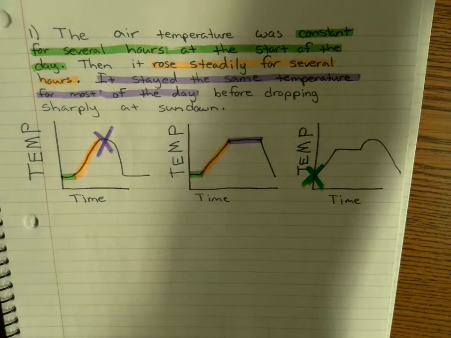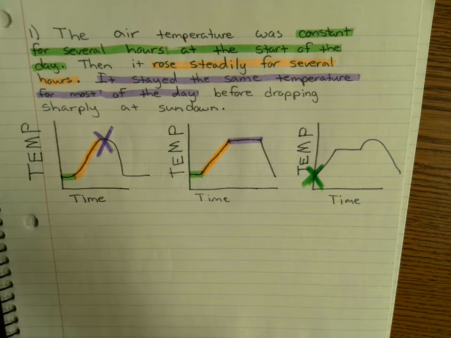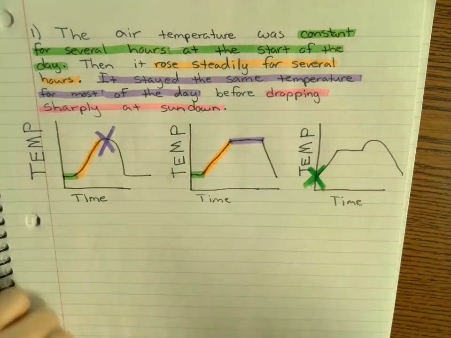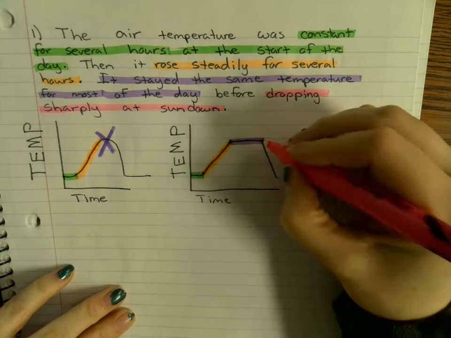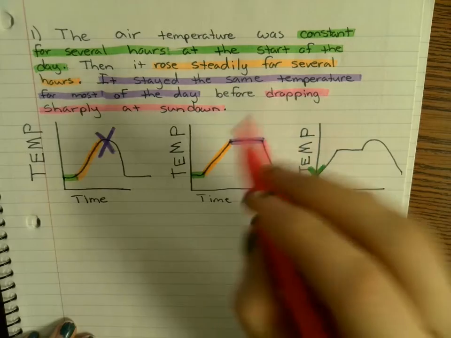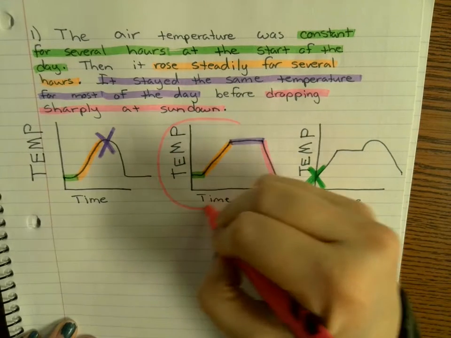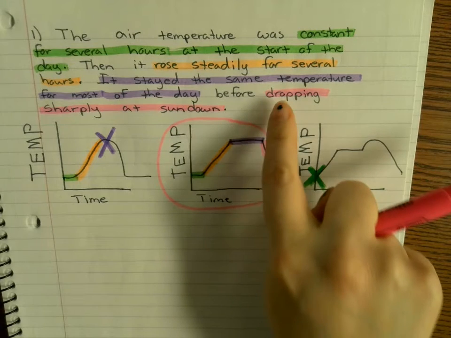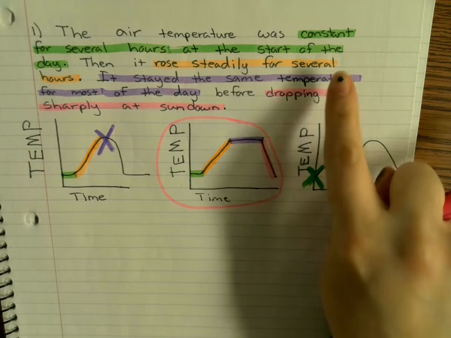It stayed the same temperature before dropping sharply at the end of the day, right? It's dropping sharply at sundown, which means it would decrease, and that's what we're seeing right here. So graph B, the center graph, is going to be the representation of this story. This graph represents the actual story.